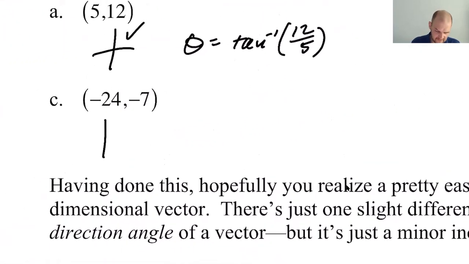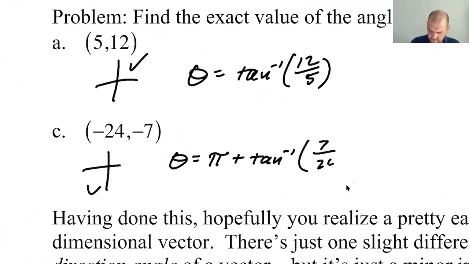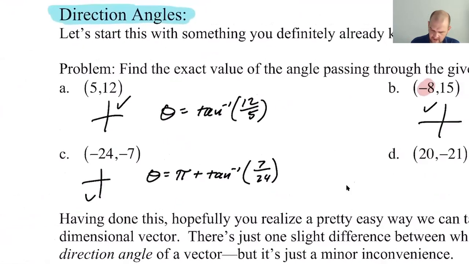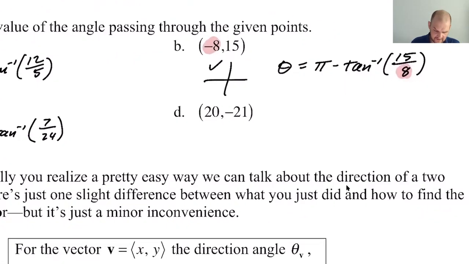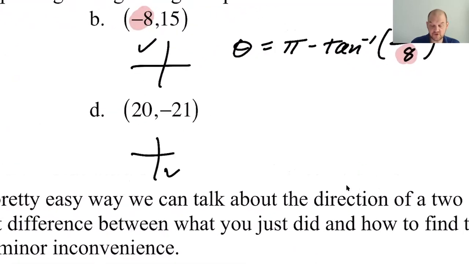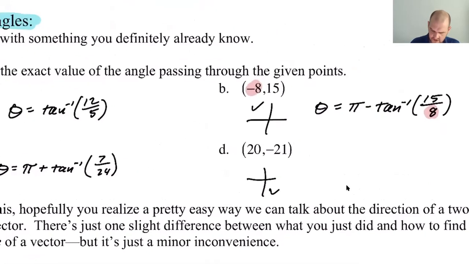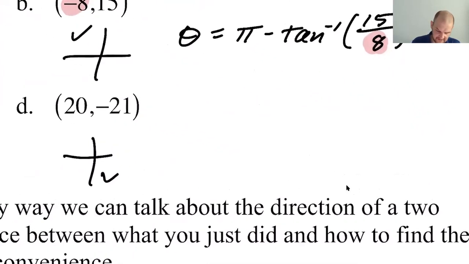-24, -7, that's going to be here. So here, third quadrant, I'm going to do pi plus the reference angle, which again, I'm using absolute value, but in this case, y and x are both negative, so it wouldn't make a difference. And then finally, 20, -21. So 20, 21, 29 is a triple. Doesn't matter. We're not using it. Actually, all these are triples.